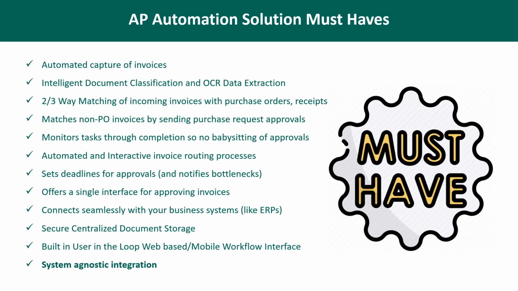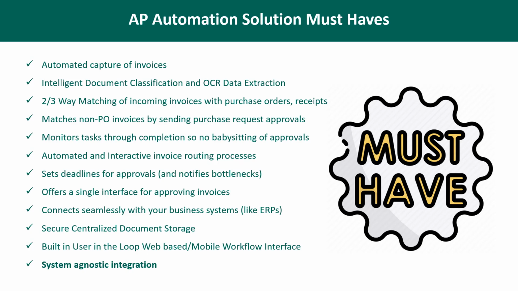Two and three-way matching, like I was talking about, of the purchase orders, receipts, and stuff like that inside the system. Matching non-POs by sending PO request approvals, right? So we can actually match and do certain things like that. Or, hey, I need more information. Attach more information to this process. We can remove the babysitting of those approvals, right? So that's the beautiful part about that, is not having to worry about it.